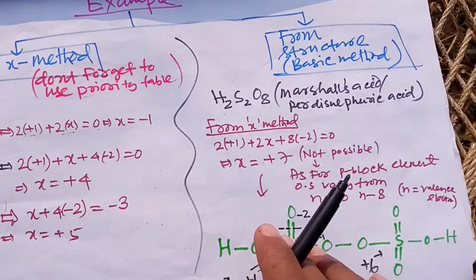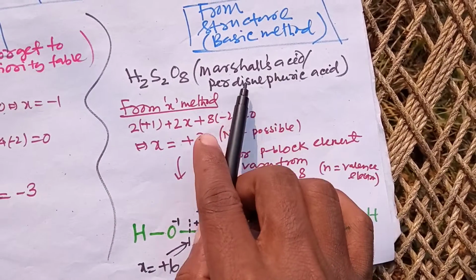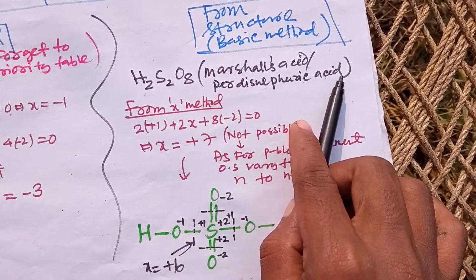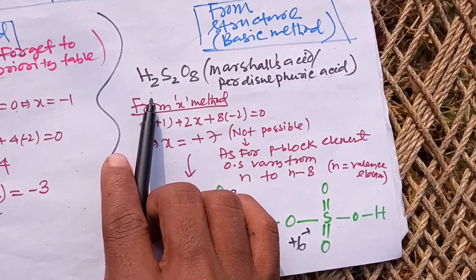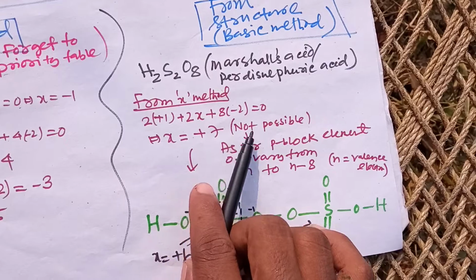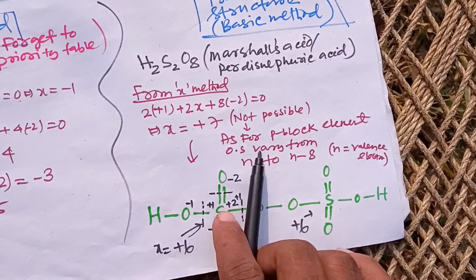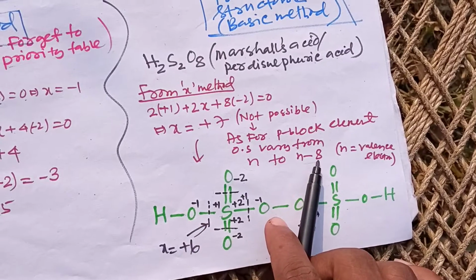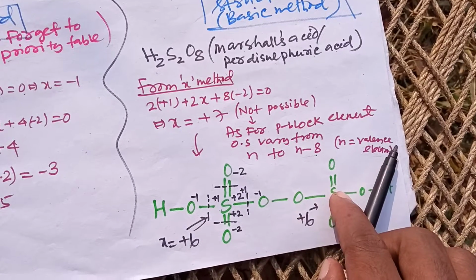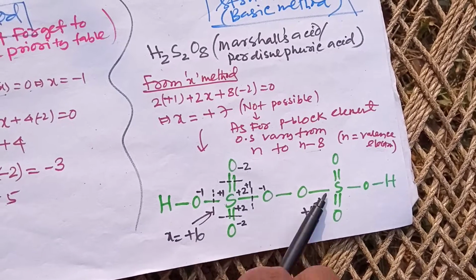There is no issue. Here is an example of H2S2O8, which is Marshall's acid, or you can say peroxydisulfuric acid. If we calculate the oxidation number of sulfur by the x method, it comes out to +7, and it is not possible because we know that for p-block elements the oxidation number varies from n to n minus 8, where n is the number of valence electrons. So you have to determine the oxidation number from the structure.